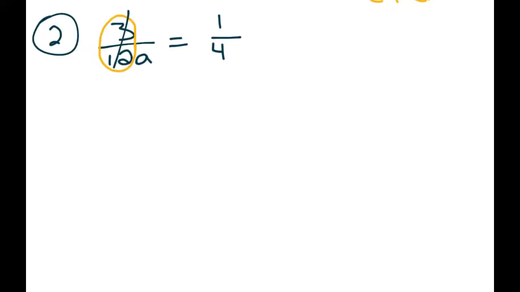Now, I have an A sitting here. It's on the bottom. There's nothing up here to reduce it with. So that A is just going to come along here and stay on the bottom. So my final answer is 1/4a. So we're going to do the numbers first, and then we're going to do the variables. Let's do another one.